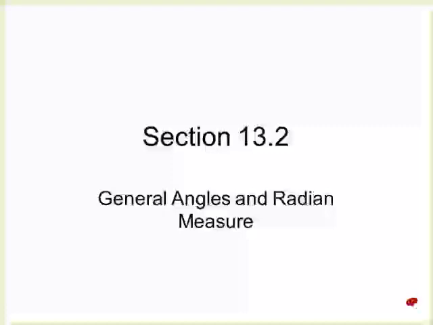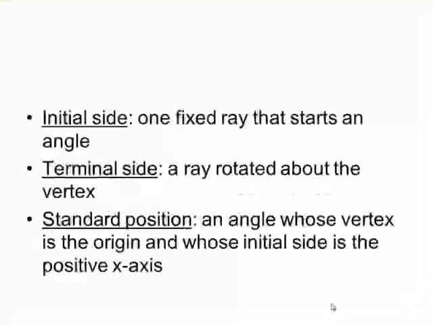Today we're going to talk about angles and radians. An angle, we learned in geometry, is made up of two rays that have a common endpoint, which is called a vertex. One of the rays we will call the initial side, and the other one is the terminal or ending side. When we graph in standard position, the initial side will be the positive x-axis, and then we will go with a given number of degrees to graph the terminal side.